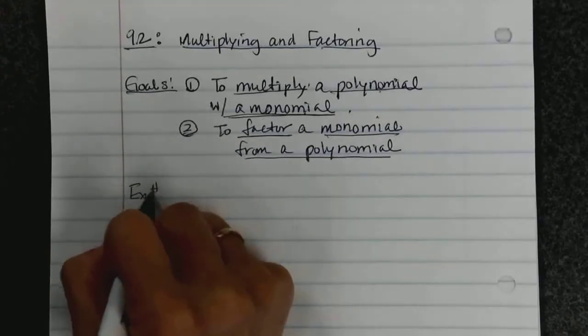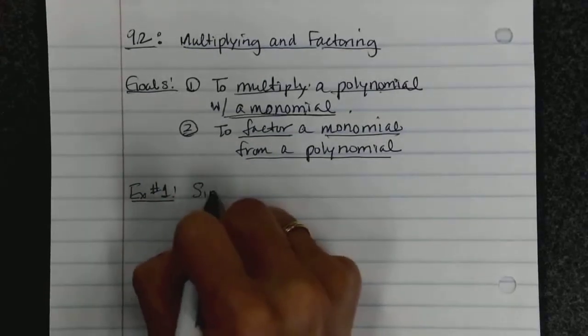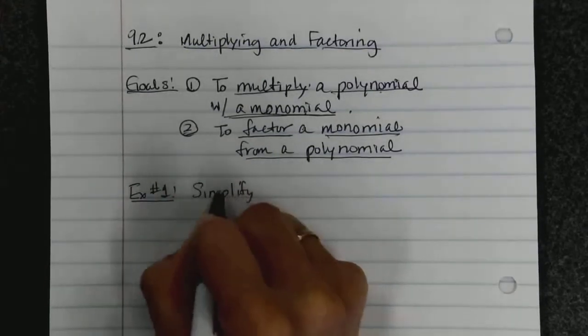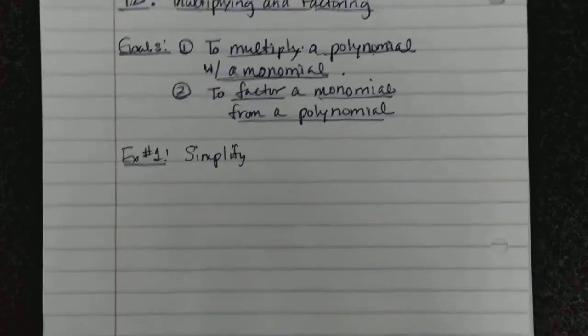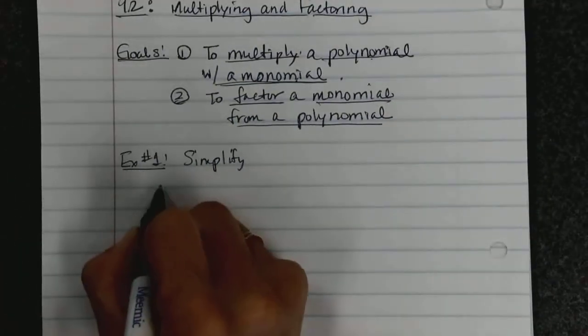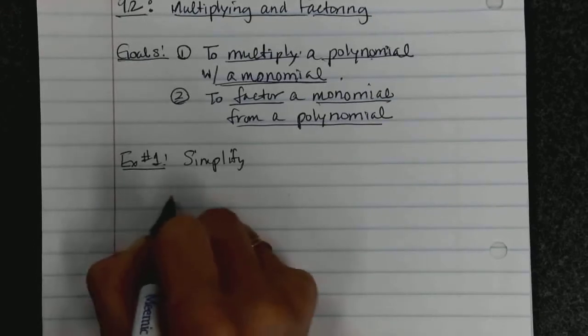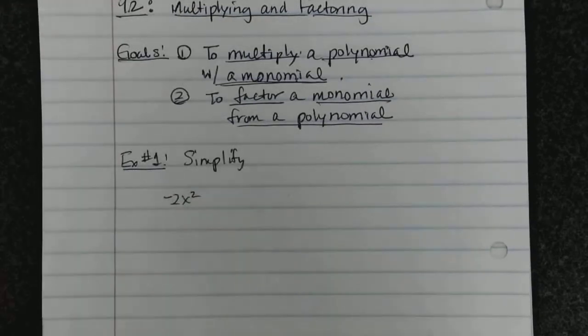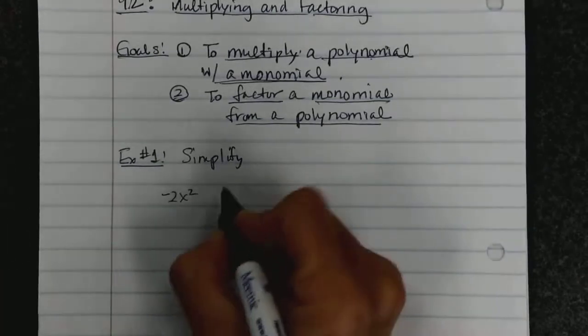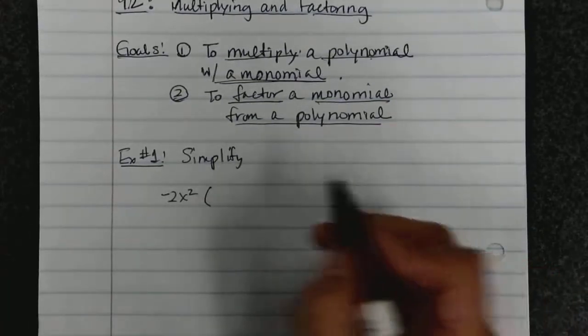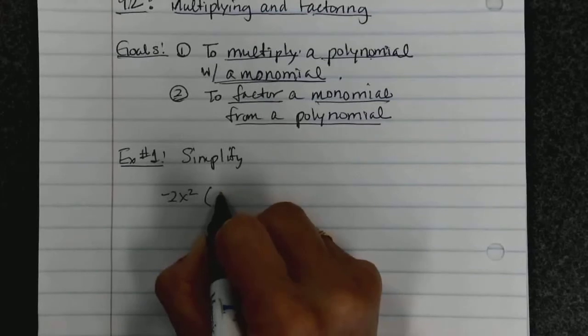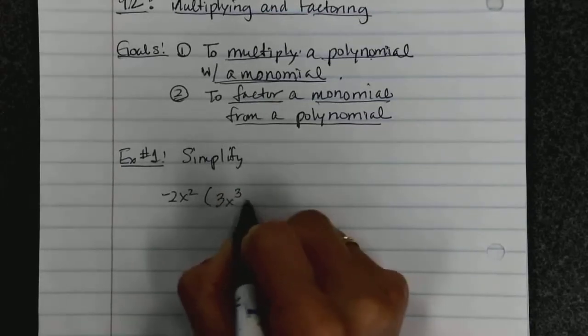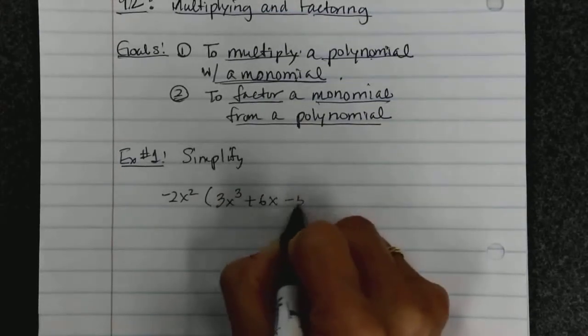So in example number 1, we are going to simplify. Simplify means we're going to multiply. In example number 1, I have a monomial which is quadratic, so negative 2x squared, and we're going to multiply by a cubic polynomial. Cubic means degree is 3, so 3x cubed plus 6x minus 5.